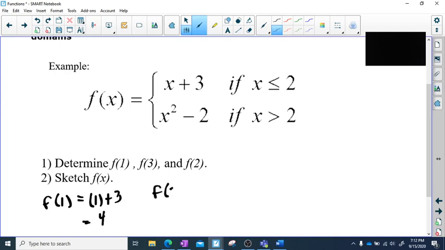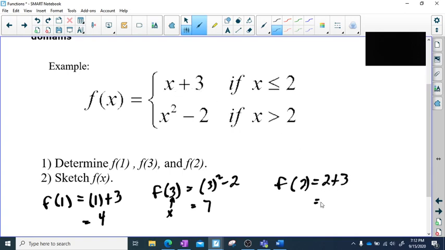If I did f at 3, remember this is f of x, so I'm replacing x with that number. If x was a 3, x would be a number that's more than 2, so I'd use this piece of the function, which would be 3 squared, take away 2, 9 minus 2 is 7. If I did f at 2, this would be if x is exactly equal to 2. Well, if x is equal to 2, I should use this piece of the function, which would give me 2 plus 3. F at 2 should be 5.